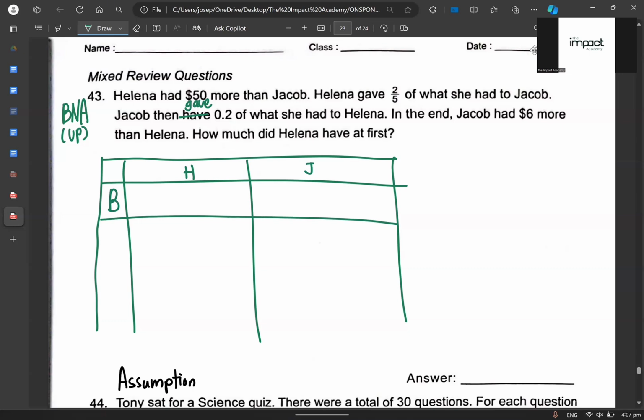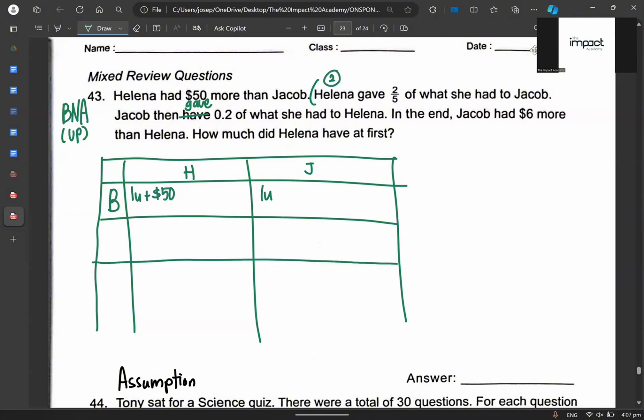Right now we are going to see whether we can do something to it. We will just say that Helena is 1 unit plus 50. Do you agree or disagree? Jacob is 1 unit. Then we continue from here.